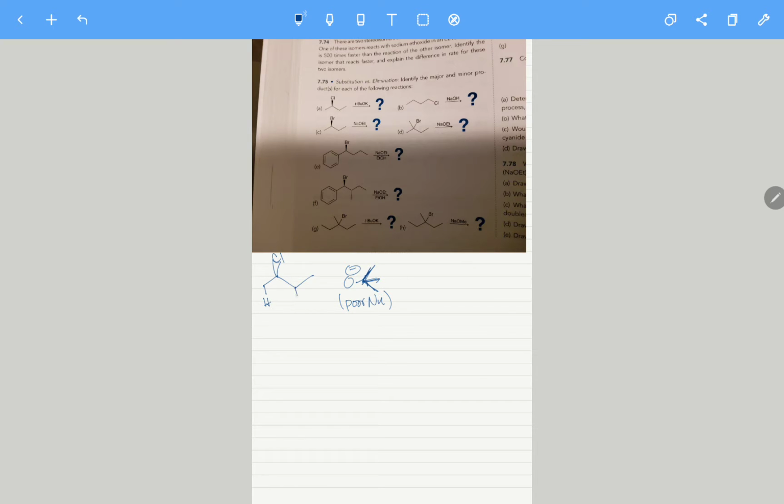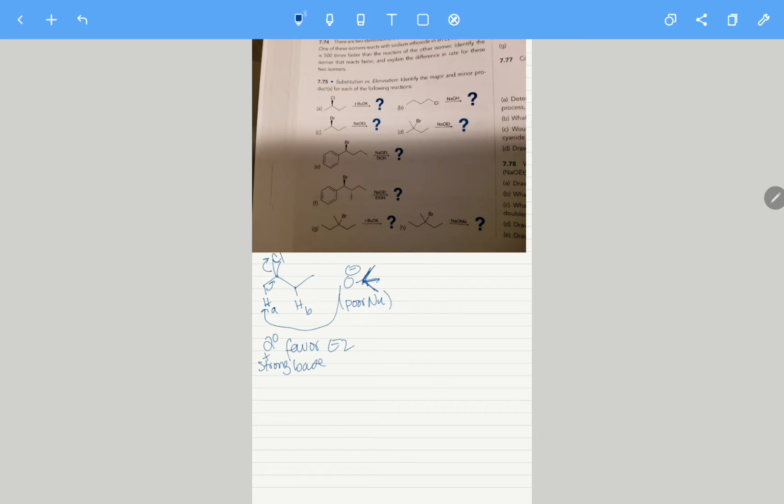So I'm only going to draw in two sets of hydrogens. This I'm going to call hydrogen A and hydrogen B. If we were to do an elimination on side A, and I'm going to draw that it's the same mechanism for side B. Because this is secondary, it's going to favor E2. You may get a little bit of E1, but it's going to favor E2 because this is a strong base and it's secondary. So secondary plus strong base is going to favor E2.